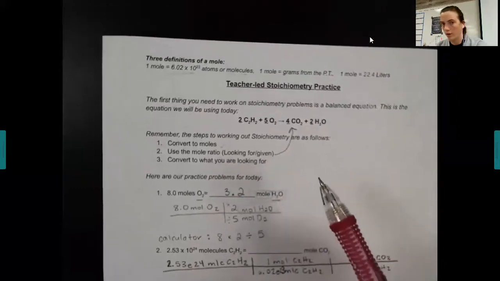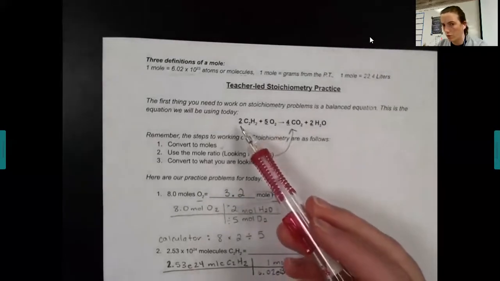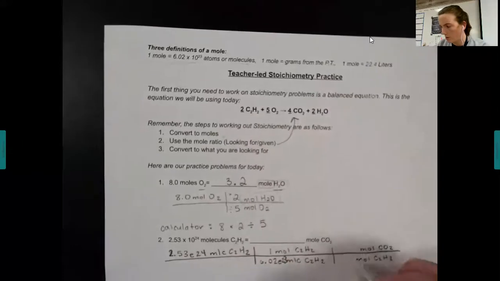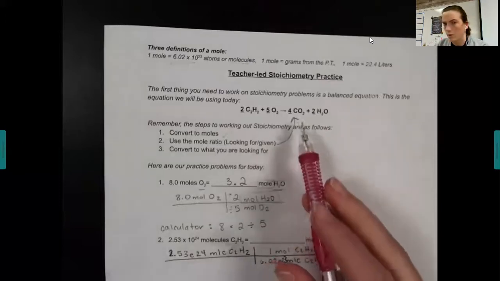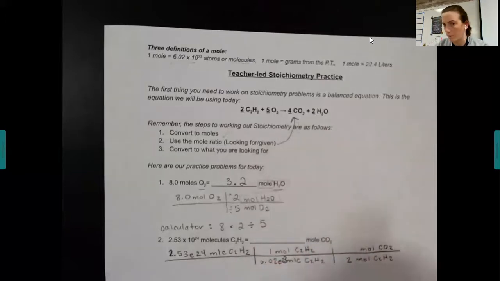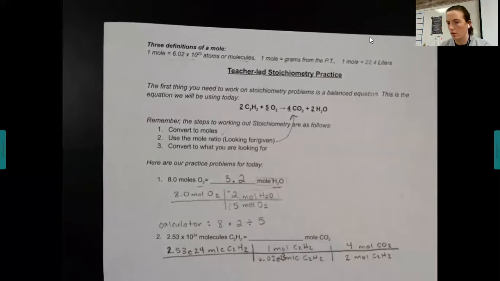So now when we look at our equation, we have 2 C2H2. So I'm going to put a 2 right there. All right, and for CO2, what number is in front of CO2? 4. So I'm going to write a 4 right there. Okay.